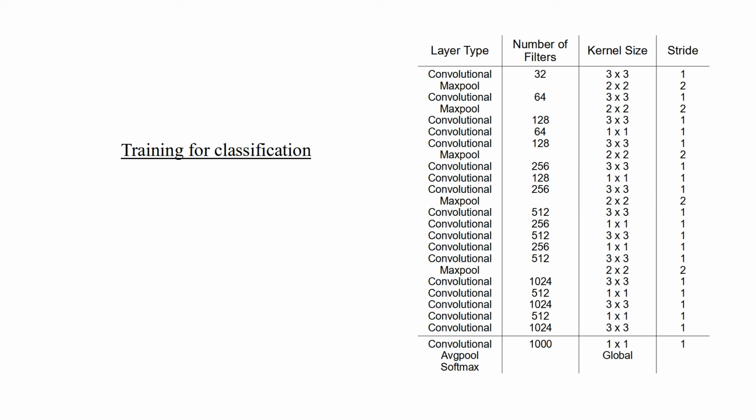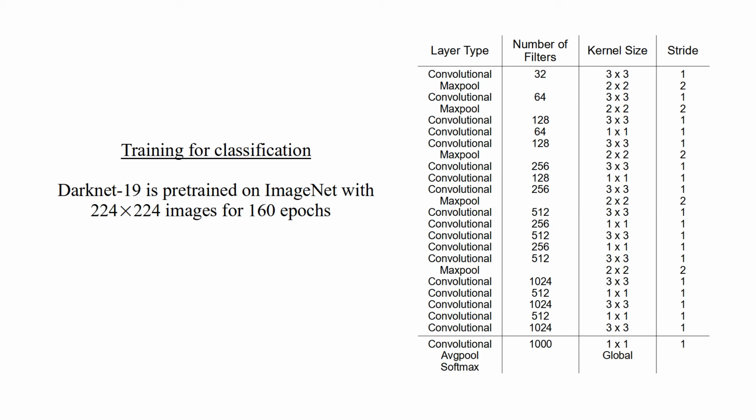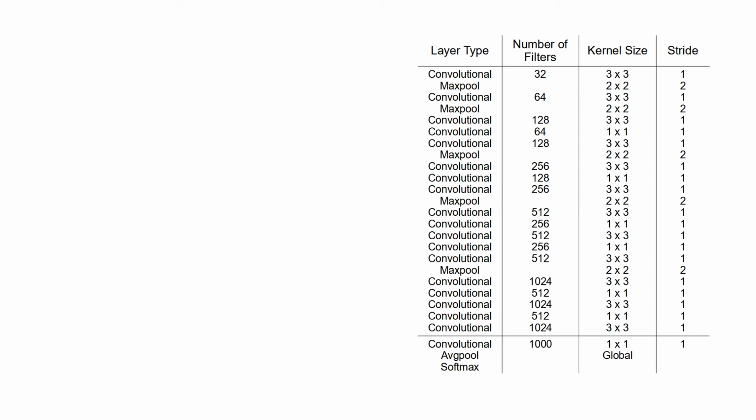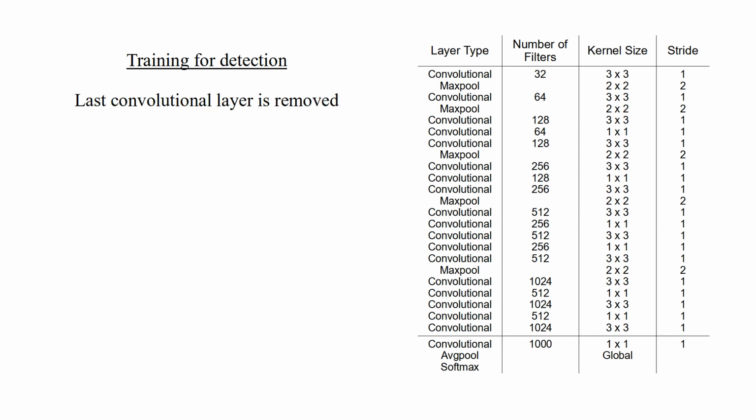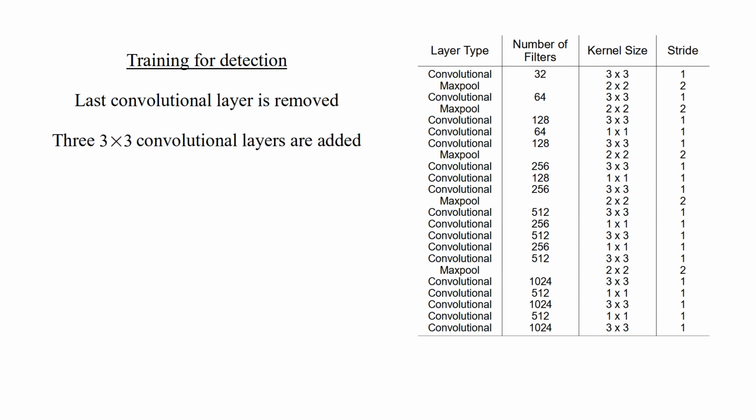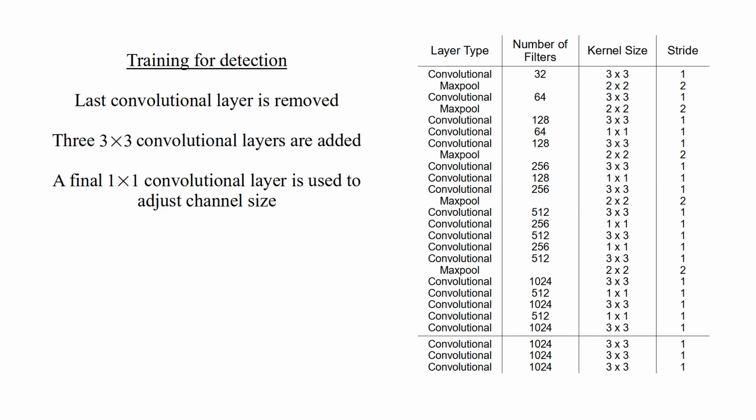Training for classification. Darknet 19 is pre-trained on ImageNet with 224 by 224 images for 160 epochs. Then it is fine-tuned with 448 by 448 images for 10 epochs. Training for detection. Last convolutional layer of Darknet 19 is removed. Three 3x3 convolutional layers are added. Each has 1024 filters. A final 1x1 convolutional layer is used to adjust channel size.